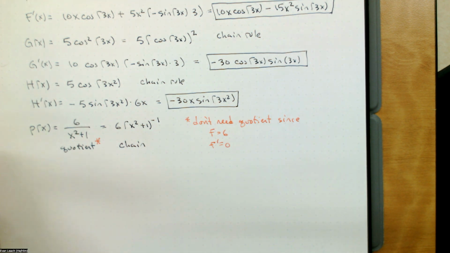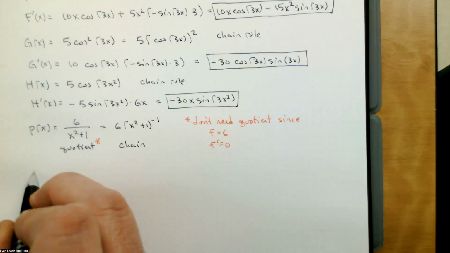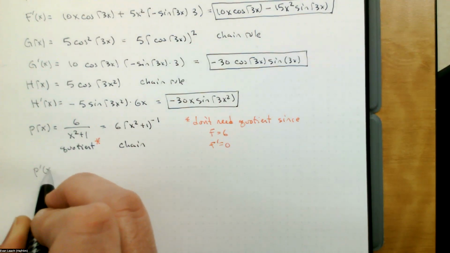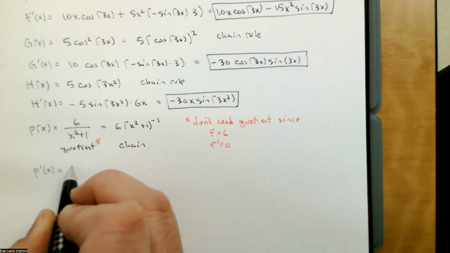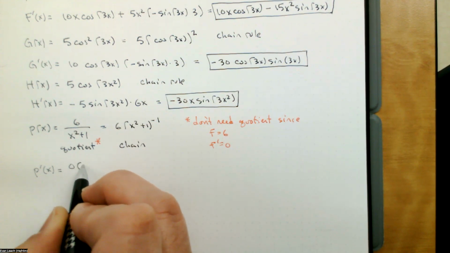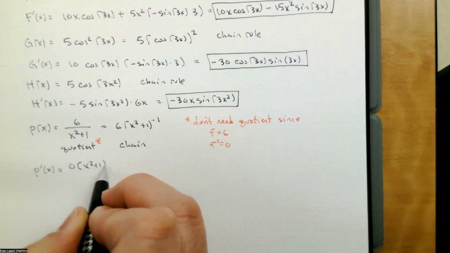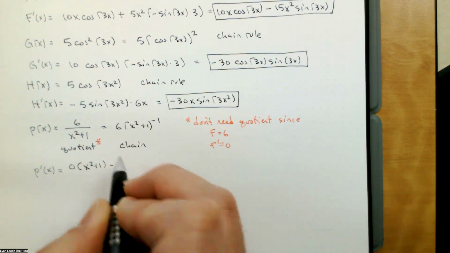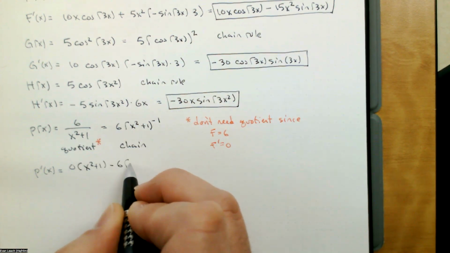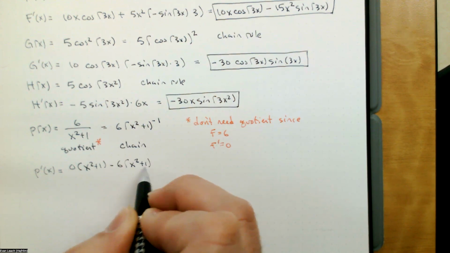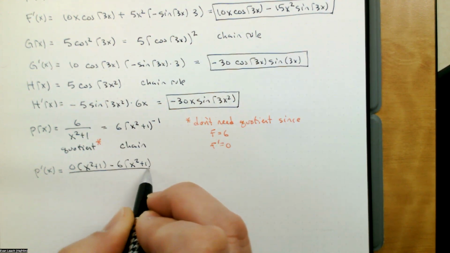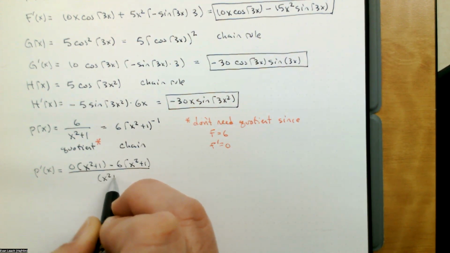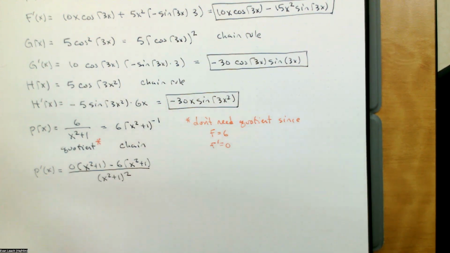If we did the quotient rule, though, we'd say the derivative of the top is 0 times the bottom, minus the top times the derivative of the bottom, divided by the square of the bottom. So the derivative of the top being 0 should take out that first term.